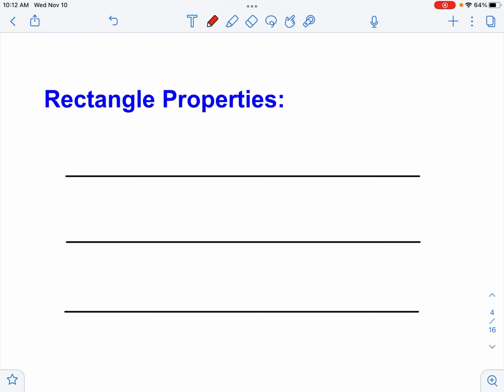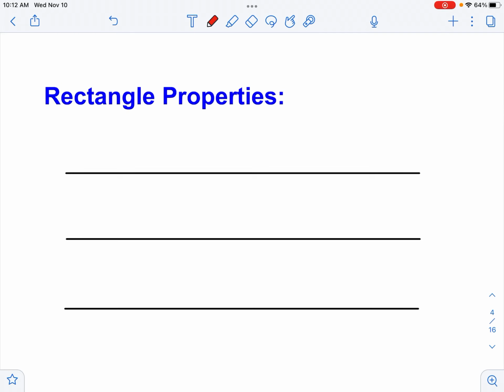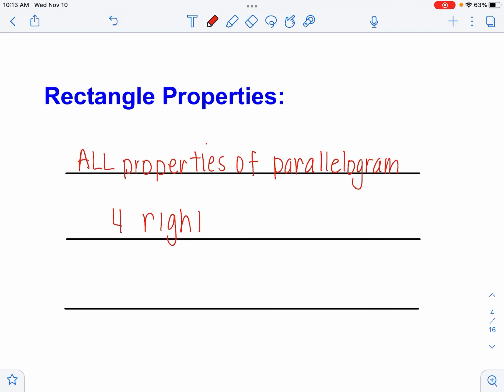So let's make a list of rectangle properties. So first thing is all properties of parallelograms. So every property that we have for a parallelogram is true about a rectangle. Why? Because a rectangle is a parallelogram. But there's 2 extra things. First off, it has 4 right angles. And the other extra thing is that the diagonals are congruent.